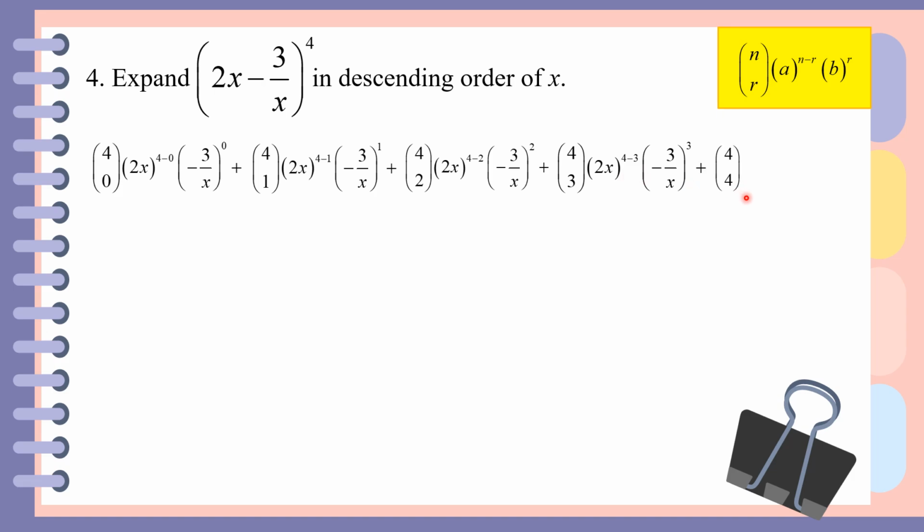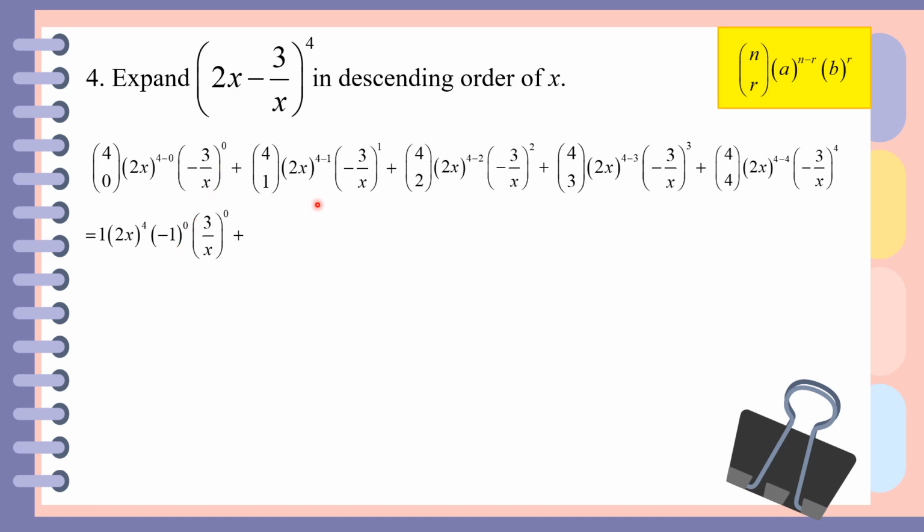And the other power will be 4 minus 3. Lastly, we'll have 4 choose 4, the A term, the B term, the power 4, and the other power will be 4 minus 4. 4 choose 0 is 1. So we have 1 multiplied by 2x power 4. We will always take out the negative 1 first. So we have negative 1 power 0 and 3 over x power 0.